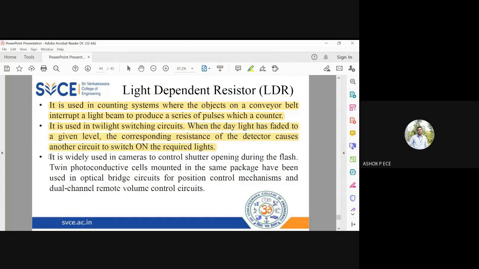It is widely used in cameras to control shutter opening during flash. The main application of LDRs here is to control the amount of shutter opening when you take pictures using flash. The twin photocells are placed in the same circuit, and by proper control and other mechanisms, you can achieve this in your digital cameras, where the shutter opening and closing is controlled by the amount of light during the flash.